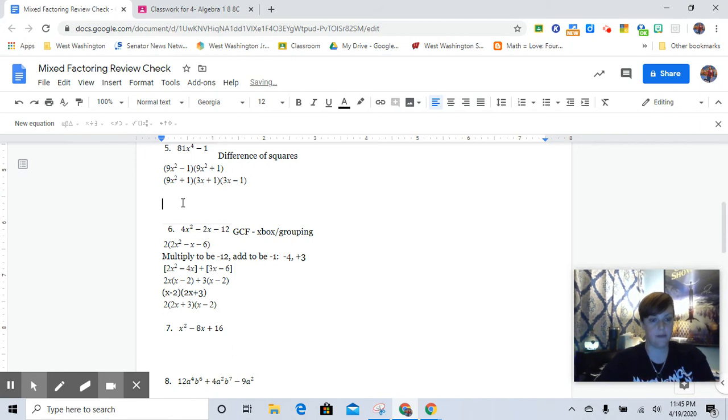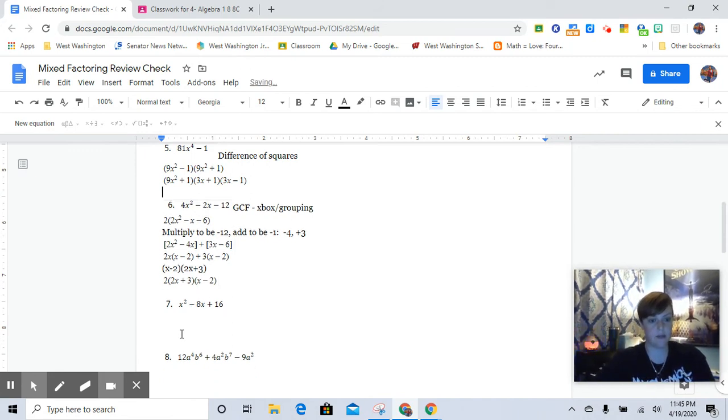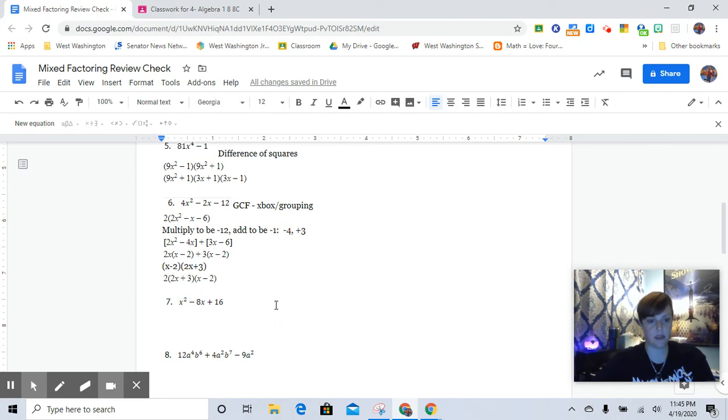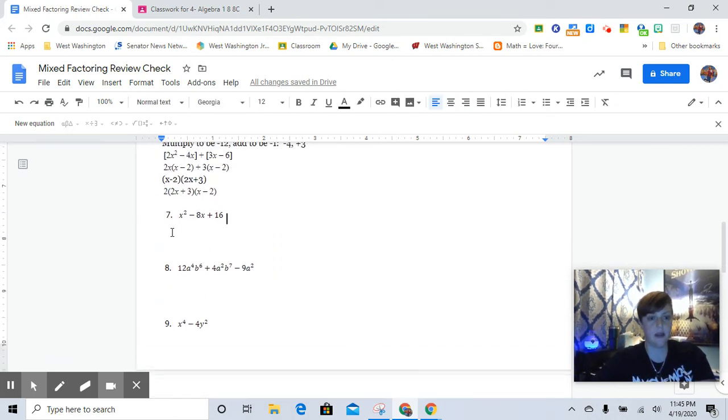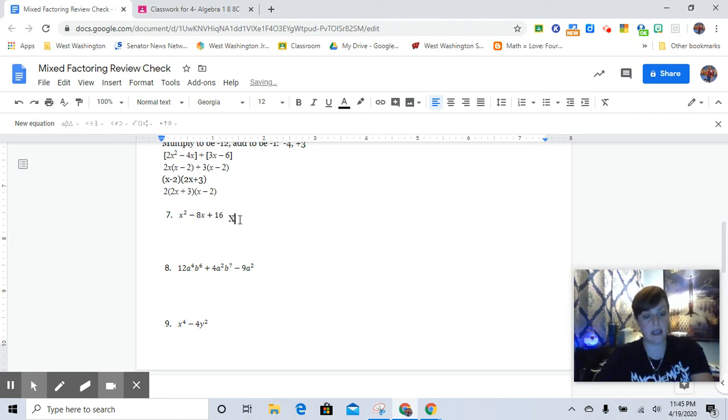Alrighty, let us back this up just a little bit. Okay, I'm going to scroll down so that you don't have to keep doing that. Number 7. This one is super duper simple. There are 3 terms. There's an x squared, there's an x, there's a constant. So this is just the x method. What 2 numbers multiply to be positive 16 and add to be negative 8? Those 2 numbers are negative 4 and negative 4.